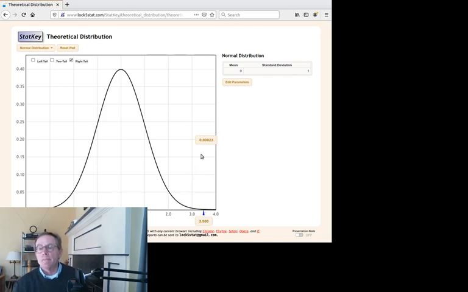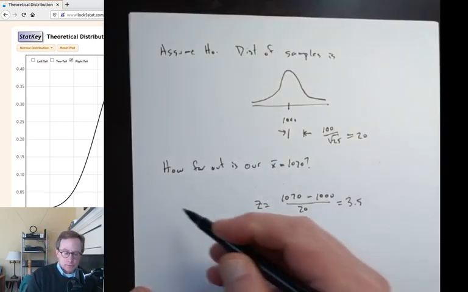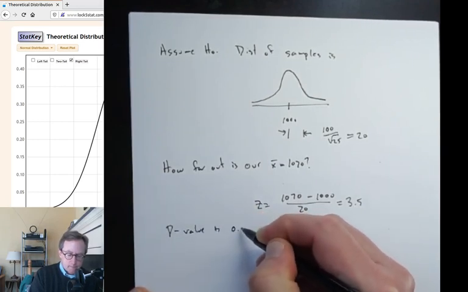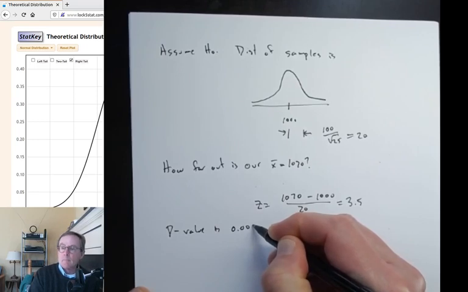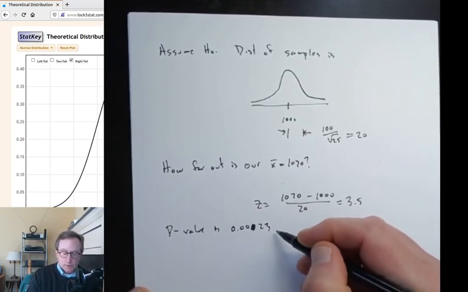3.5 doesn't happen. That's not 1/10, that's 2/100ths of 1%. So the p-value is incredibly small, basically not happening. The p-value is 0.00023. No, one too many zeros. I'm sorry, 0.00023.